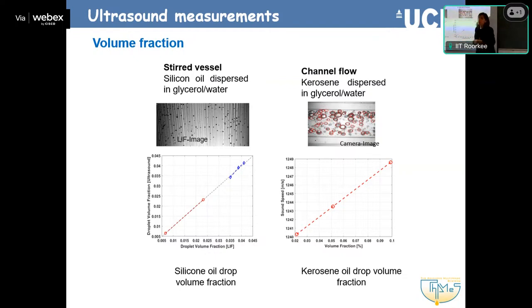The good thing with ultrasound is that we can go beyond this 10% that the imaging allowed us. With imaging, we could only do up to 10%. With ultrasound, we have shown that we can go to quite high percentages of the dispersed phase.